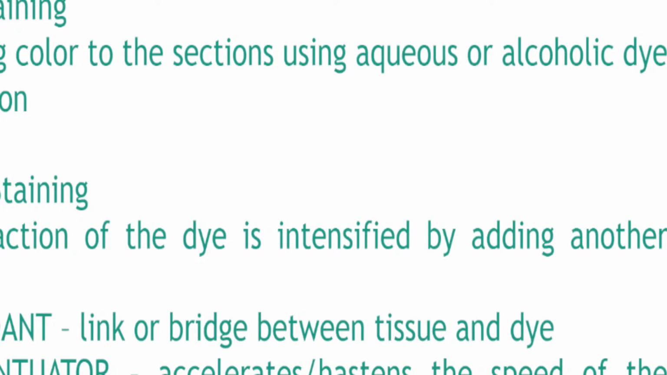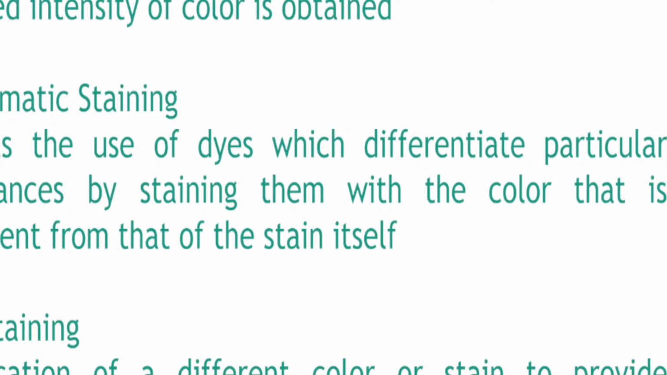Progressive staining and regressive staining, these two things aren't interchangeable, but they're quite the opposite of one another. So let's go with regressive staining. The tissue is first overstained and decolorized until the desired intensity of color is obtained. A great example of a regressive stain is the use of carbolfuchsin. Okay, the use of carbolfuchsin in AFB staining.